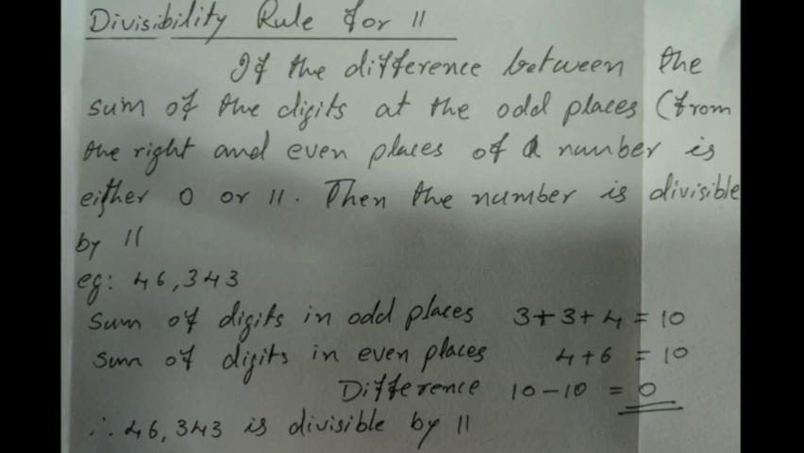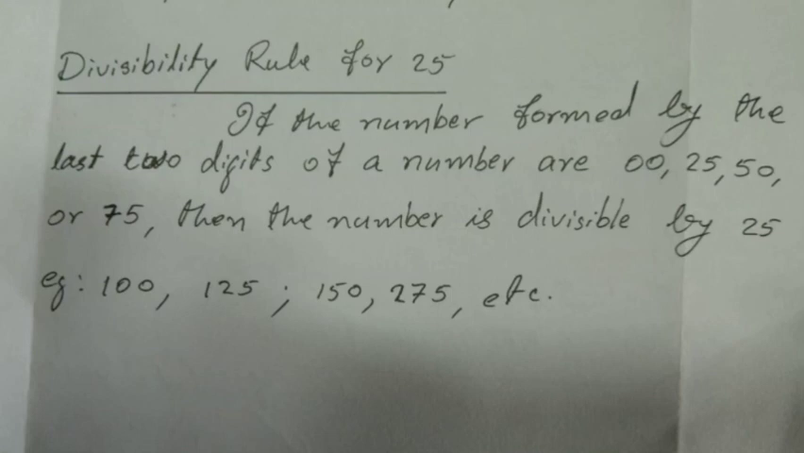And on the board also I showed you some examples. I think you understood. You just revise it, and if you have any doubt, call me. And the divisibility rule for 25. If the number formed by the last two digits of a number is 00, 25, 50 or 75, then the number is divisible by 25. Here are examples: 100, 125, 150, 275, 375, any number you can take. They are divisible by 25.